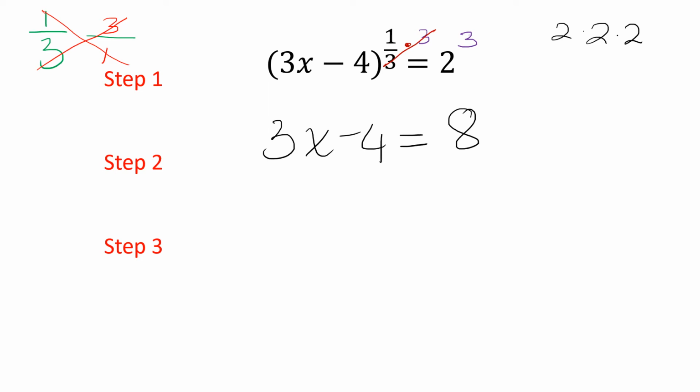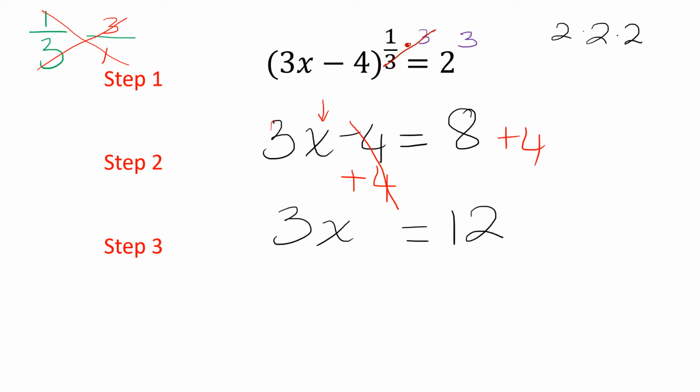Now, our step 2 is solving for x. So we are going to isolate the 3x first. We add 4 to both sides. So this one will cancel out, it will be equivalent to 0. So we have 3x equals 8 plus 4, which is 12. Next, we are going to divide both sides by 3 so that we can solve for x.